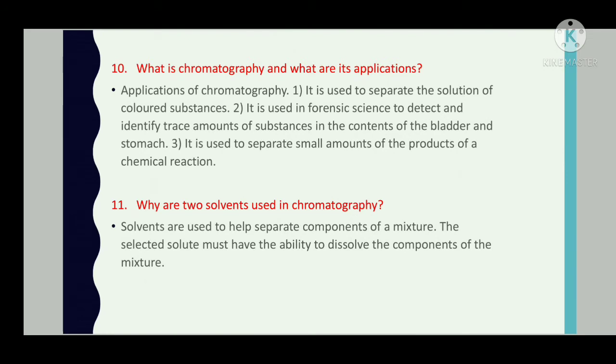Why are two solvents used in chromatography? Solvents are used to help separate components of a mixture. The selected solute must have the ability to dissolve the components of the mixture.